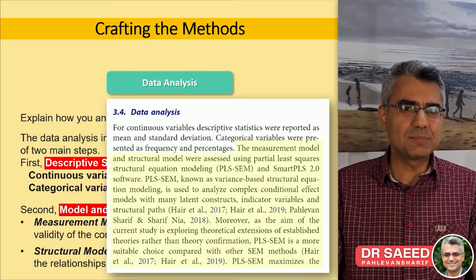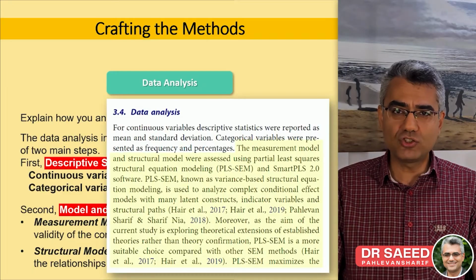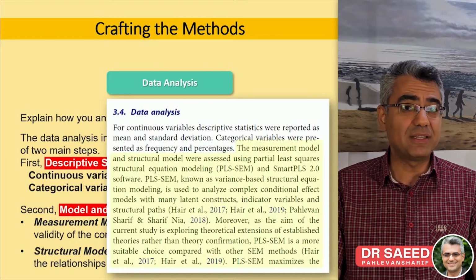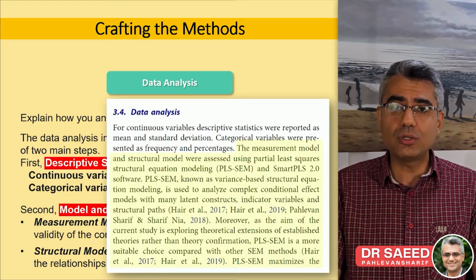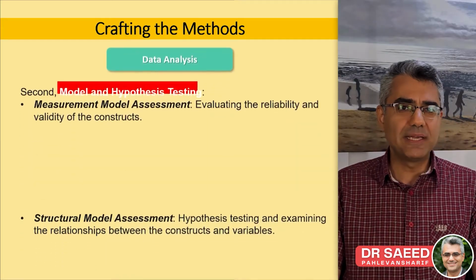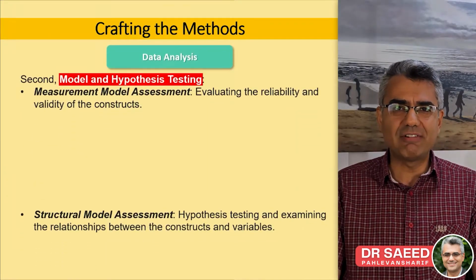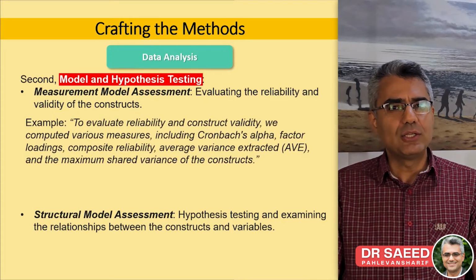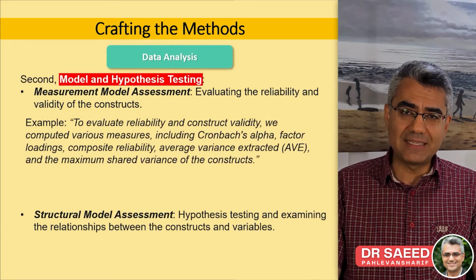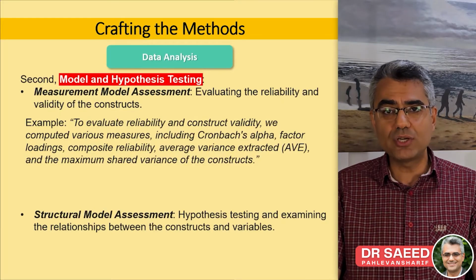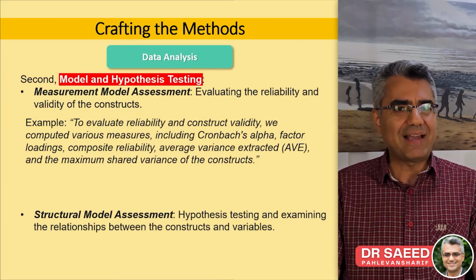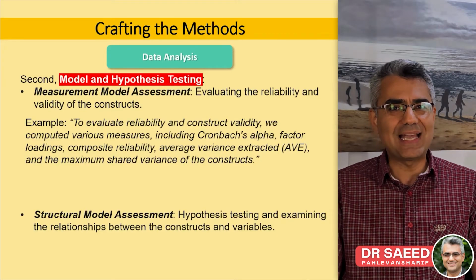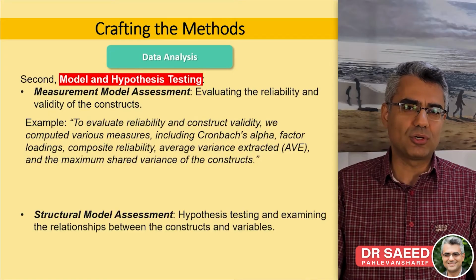Following my approach, explicitly state that you are testing the measurement model and a structural model. Also specify the software and methodology used and provide a rationale for your choices. Next, explain how you assess the reliability and validity of the constructs. For example, if you are using SEM, you can state, to evaluate reliability and construct validity, we computed various measures, including Cronbach alpha, factor loadings, composite reliability, average variance extracted, and the maximum shared variance of the constructs.